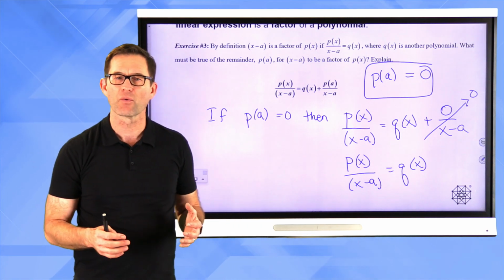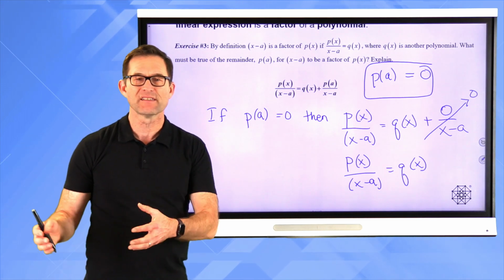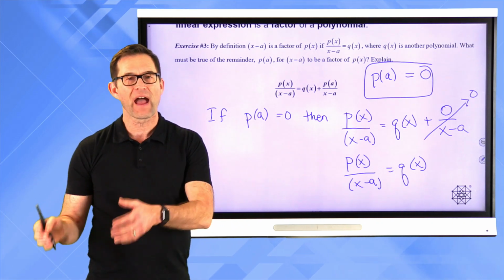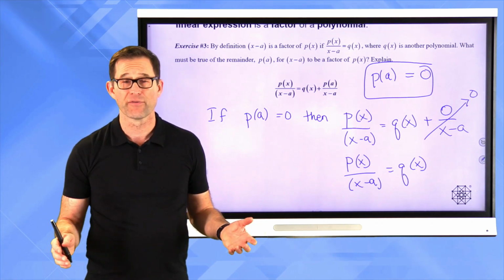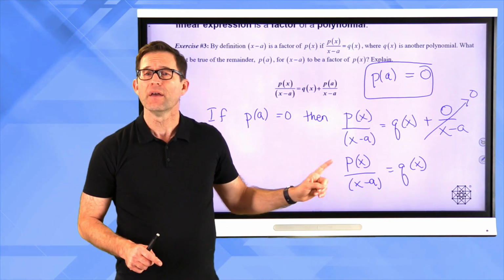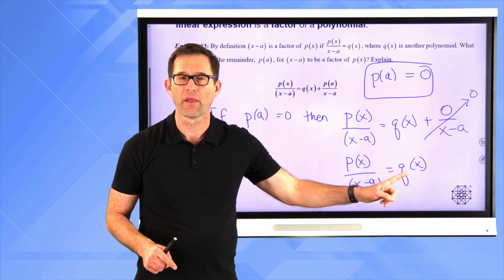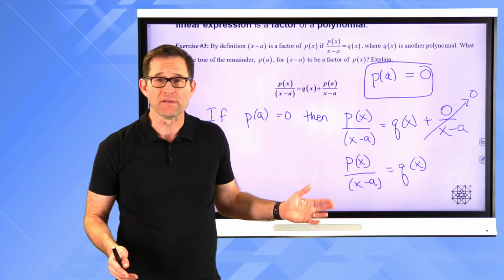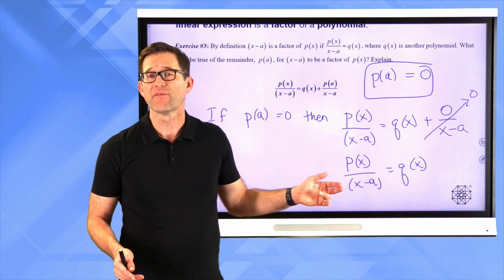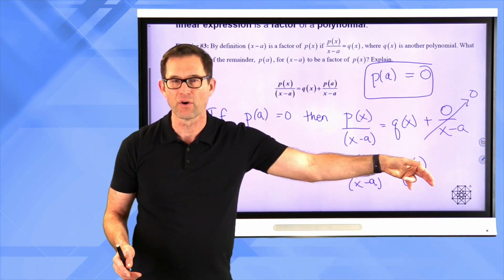The idea being, right, if I take 35 and I divide it by 5, I get 7. There is no remainder, right? So 5 is a factor of 35. Here, we're basically saying, look, if I take a polynomial and I divide it by x minus a and I get another polynomial, well, that's what it means for x minus a to be a factor of p of x. On the other hand, if I got q of x, a polynomial plus some non-zero remainder, well, then it's not a factor, okay?